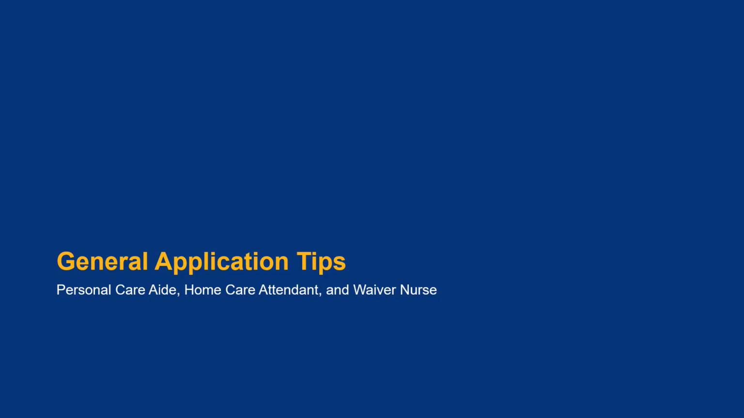Now that we have covered the types of services each independent provider type can perform, we're going to look at general application tips and required documents for all independent provider applications. Let's review some helpful information for independent providers. These are items that often require corrections and could delay the processing of your application. It is our hope that by reviewing these common application errors here, you will avoid delays and your application will move quickly through the enrollment process.